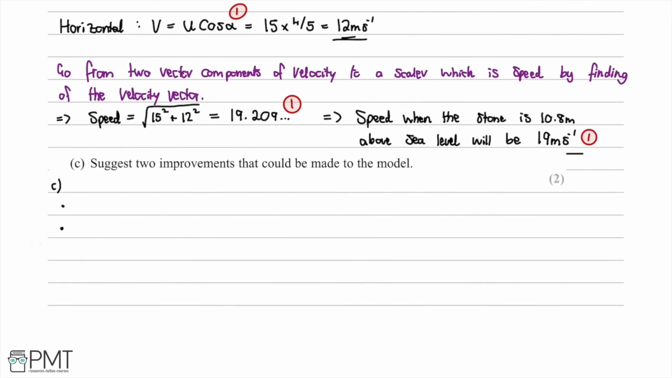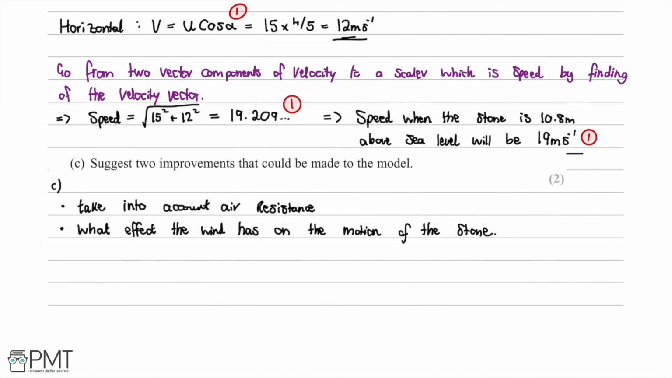So in part C of this question, we're asked to suggest 2 improvements that could be made to the model. One thing that first springs to mind is that when a stone falls through the air, there's going to be a force opposing it, and this is normally known as air resistance. So an improvement to the model could be to take into account air resistance. A second suggestion could be to have a look at what the wind does and how much of an effect the wind has on the stone. This question was worth 2 marks, and we receive 1 mark for each correct statement we make about an improvement which would be used to improve the model.